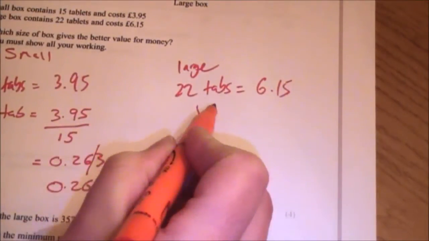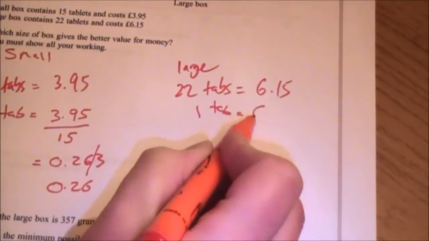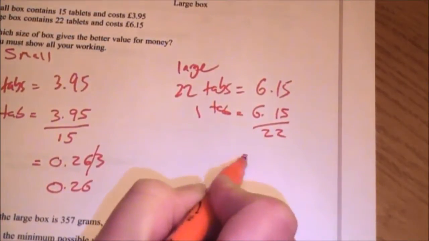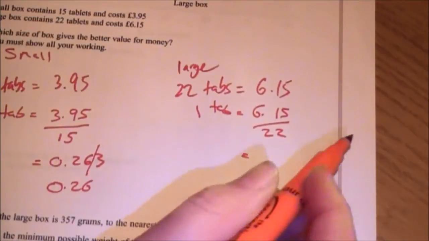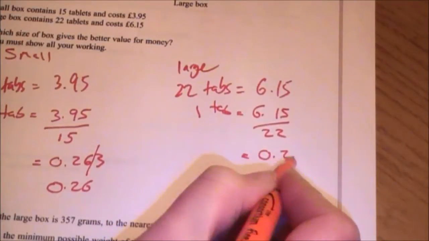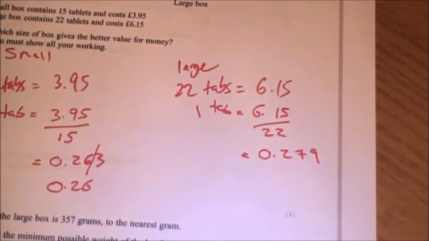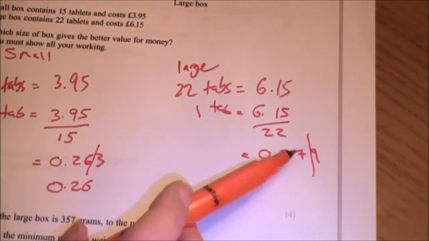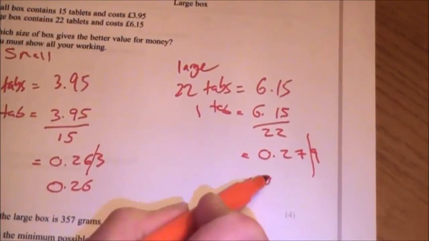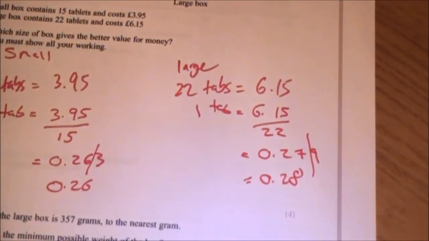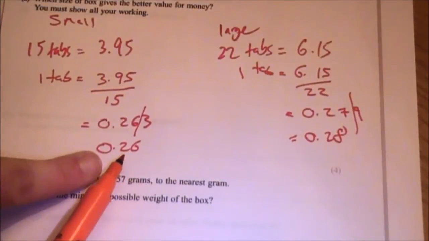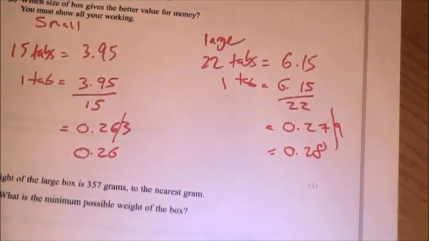In the large box, 1 tablet is £6.15 divided by 22. And 6.15 divided by 22 is 0.279. And again, remember, it's money. So the 9 would round my 7 up to an 8, and that would be 28 pence. So a small box is 26 pence for 1 tablet, and a large box is 28 pence for 1 tablet.